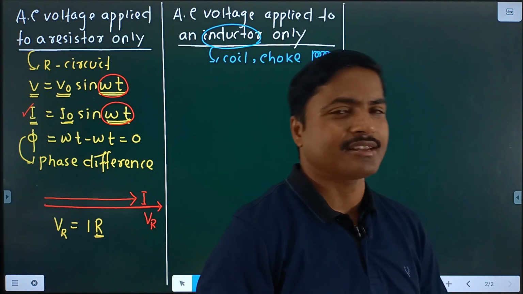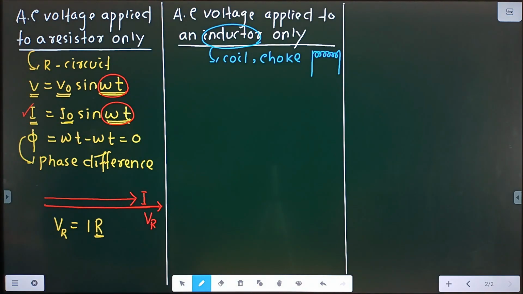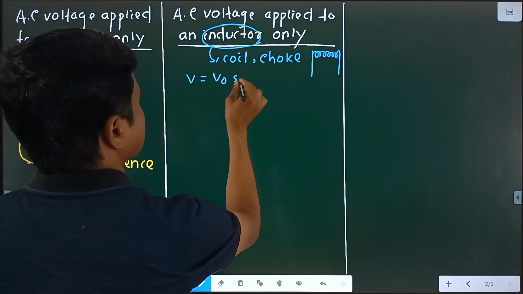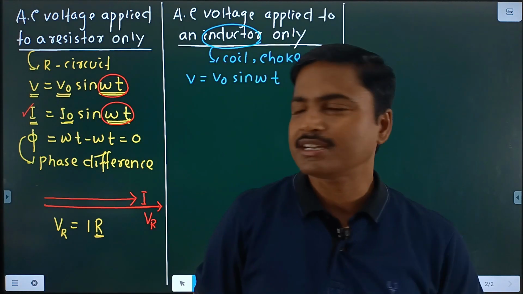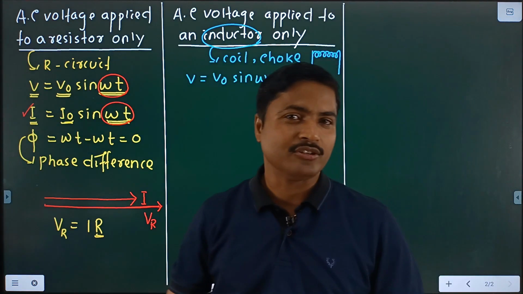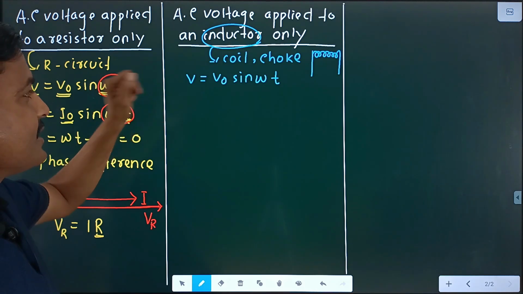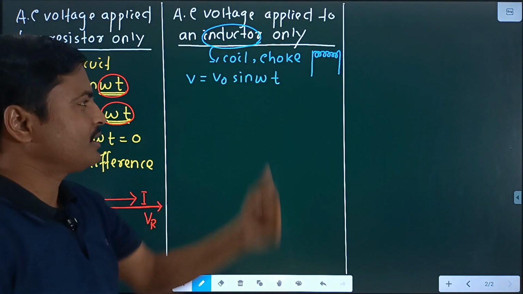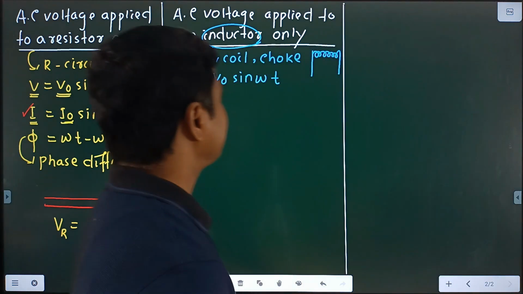In case of the inductor circuit or L circuit, L for inductance, AC voltage is applied to an inductor only. In this case, the applied voltage is V is equal to V0 sin omega t, because the applied voltage in all cases is the same. In case of the resistor circuit, V is equal to V0 sin omega t. In case of the inductor circuit, also V is equal to V0 sin omega t, and here V is the instantaneous value of the alternating voltage. Same thing, V0 is the maximum value, and omega t is the phase of the applied voltage.